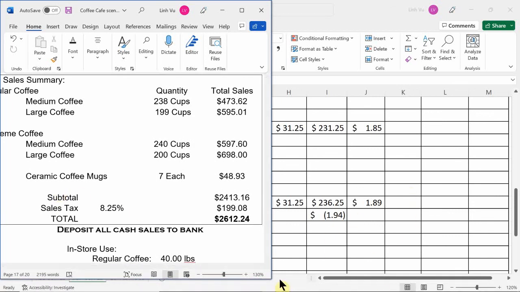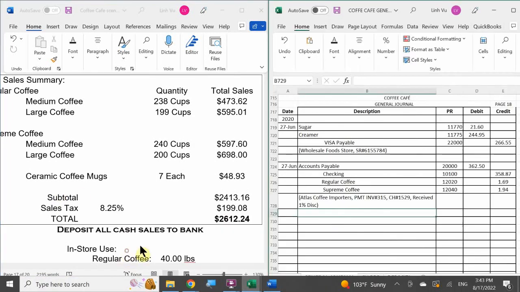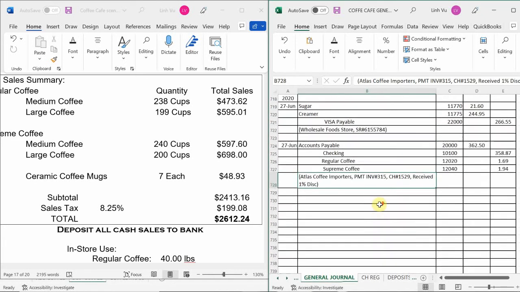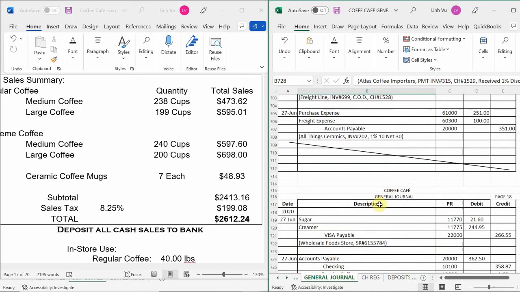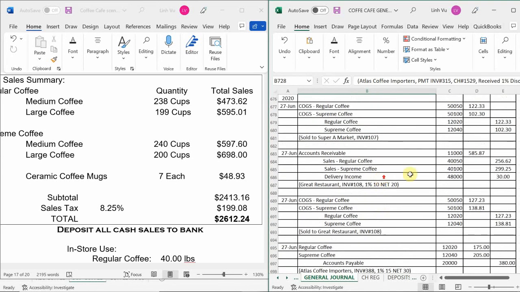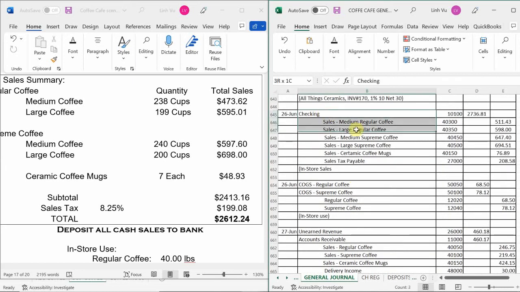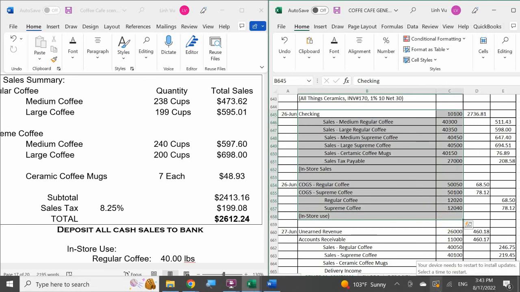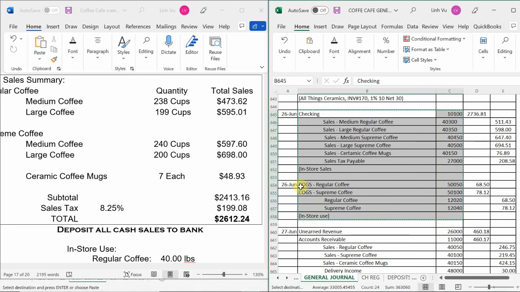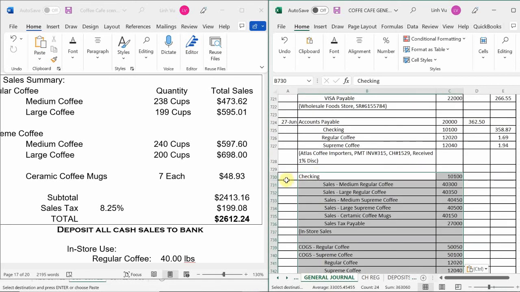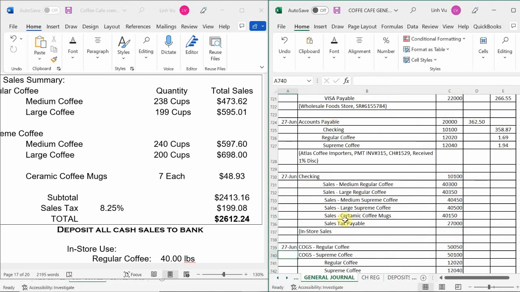Okay. All right, I definitely have plenty of space in my page 18 for this entire transaction. So here I need a checking, right? Sales, in-store sales, and then I am also going to be updating my inventory accordingly. Okay. Today is the 27th.